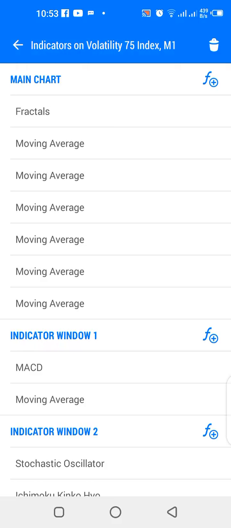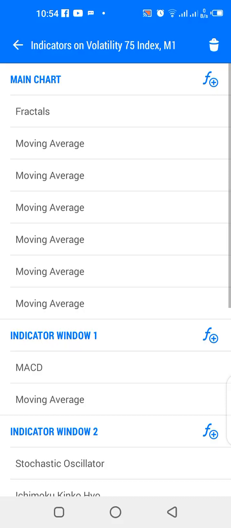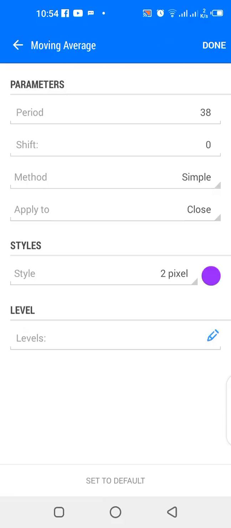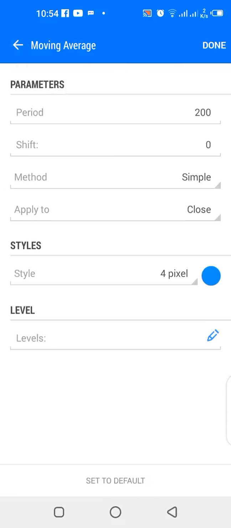Now the first moving average on the main chart, we have 42 period simple moving average. The shift is 0. Apply to close, color is black. Then the second moving average, we have 38 period simple moving average. Shift is 0. Apply to close, and the color is purple. And the third moving average, I have 200 period simple moving average. The shift is 0. Apply to close, and the color is blue.